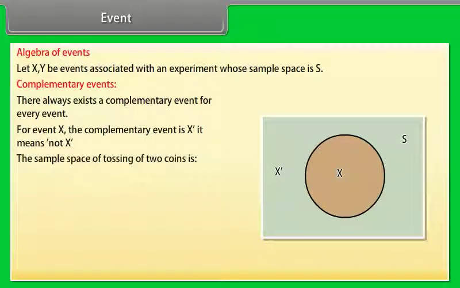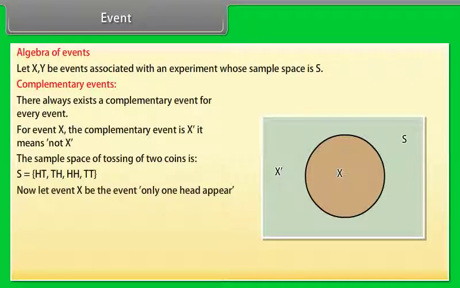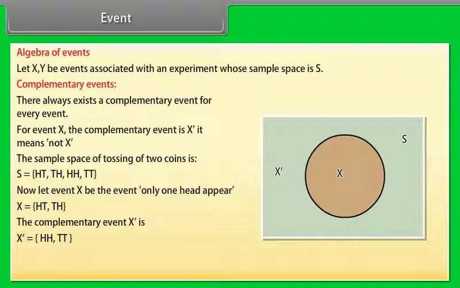The sample space of tossing of 2 coins is S = {HT, TH, HH, TT}. Now let event X be the event only one head appears. X = {HT, TH}. The complementary event X dash is X dash = {HH, TT}.